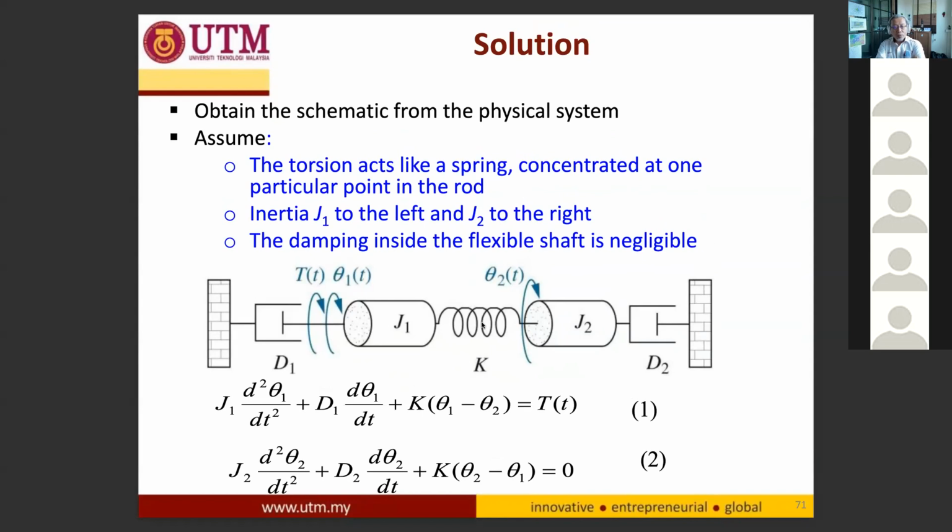Okay, so you have two inertia, J1 with angular displacement θ1, J2 with angular displacement θ2, and the input is torque. K is the torsion part, represented by the spring, and you have a damper on the left and right, D1 and D2, with a reference datum on the left and on the right.